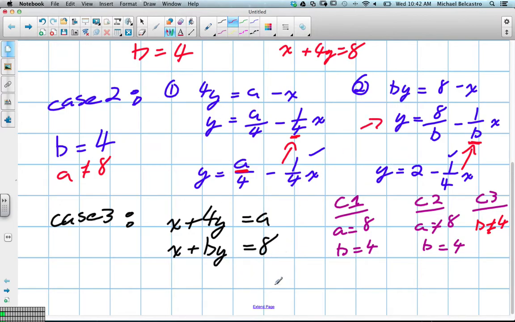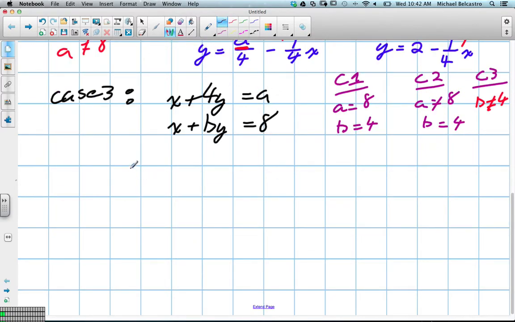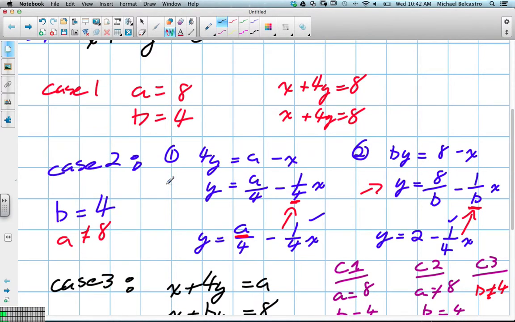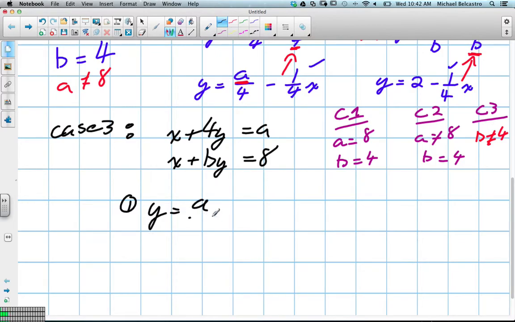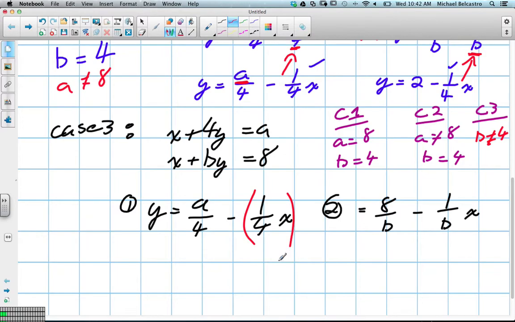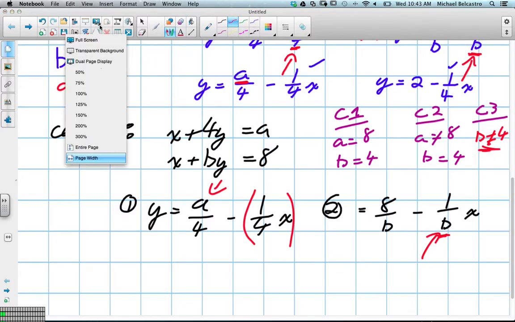So do you want me to put in the slope y-intercept so it looks a little clearer? Let's go back to our slope y-intercept. Equation 1, y was equal to a over 4 minus 1 over 4 x. And equation 2, we had 8 divided by b minus 1 divided by b x. The important part here is slope, like we talked about before. We just have to make sure the slopes aren't the same. If the slopes aren't the same, then we can have any number of solutions. So the only restriction is on our variable b. We just have to make sure b is not 4. If b is not 4, then a can be any number. In fact, it can be 8. It doesn't matter because the slopes are different. So the only restriction we have in this case is b cannot be the number 4.